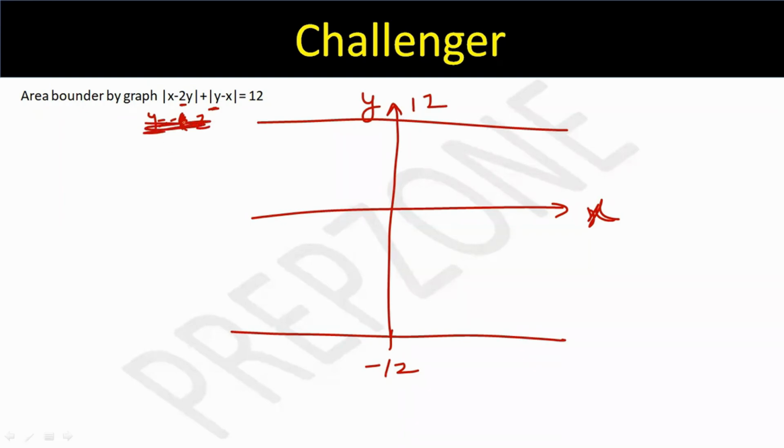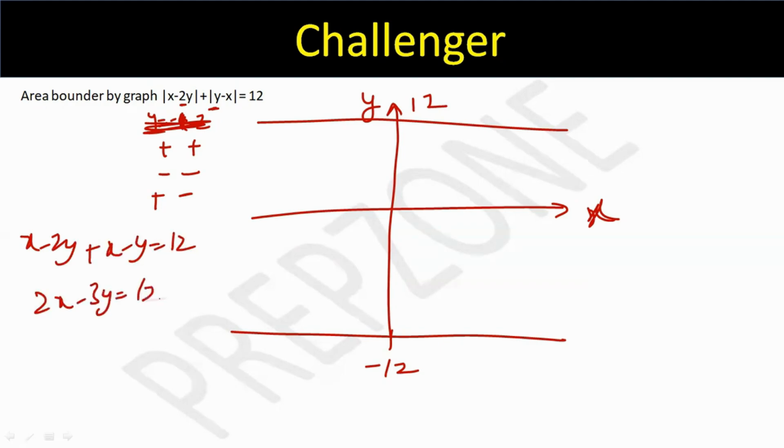Wait. So we have considered the first case when both are plus, and we have also considered the case when both are minus. Now let's consider a case when the first is plus and the second is minus, right? What do we get? x minus 2y, plus x minus y equals 12. So what is this? 2x minus 3y equals 12, right? So what is this line?